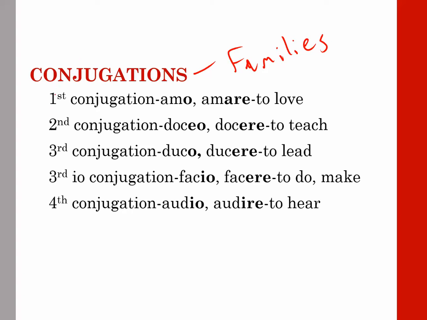First, second, third, IO, and fourth. The markers for these are how to recognize these. First has an A in the infinitive before the RE. Second has an EO and a long ERE in the infinitive. Third just has an ERE. It's a short one. So it's ducere rather than ducere. Third IO isn't really considered a separate one, really, right? There are 5 here. But they do make a distinction because it has that short ERE, and then it's also got an IO in the first part. Fourth always has an I before the RE in the infinitive.